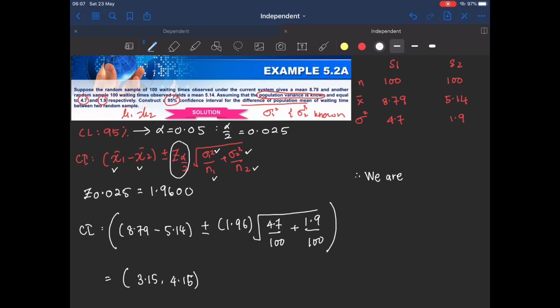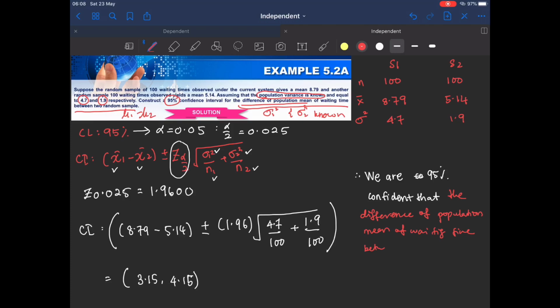We are 95% confident that, so you can copy from here, the difference of population means of waiting time between the two samples lies between the lower boundary and the upper boundary, 3.15 and 4.15.